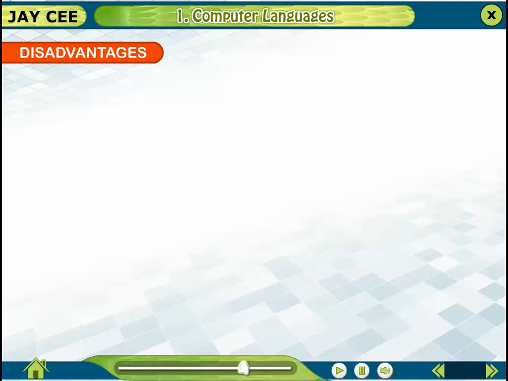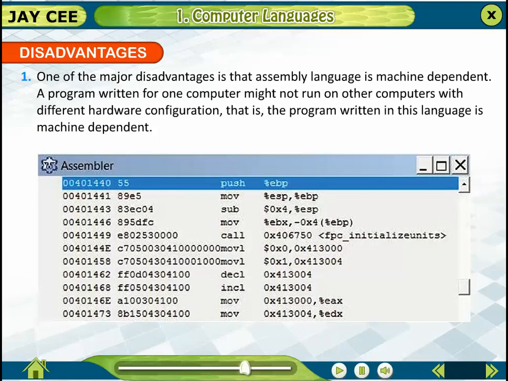Disadvantages. One of the major disadvantages is that assembly language is machine dependent. A program written for one computer might not run on other computers with different hardware configuration. That is, the program written in this language is machine dependent.